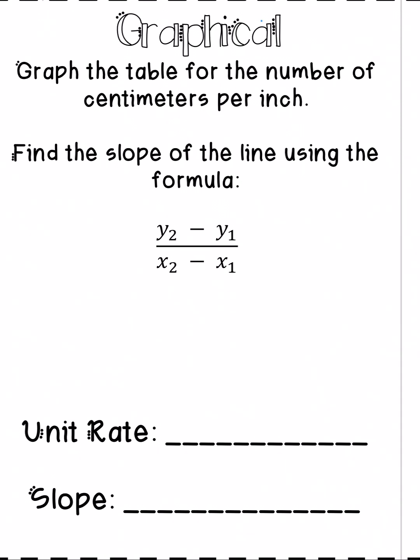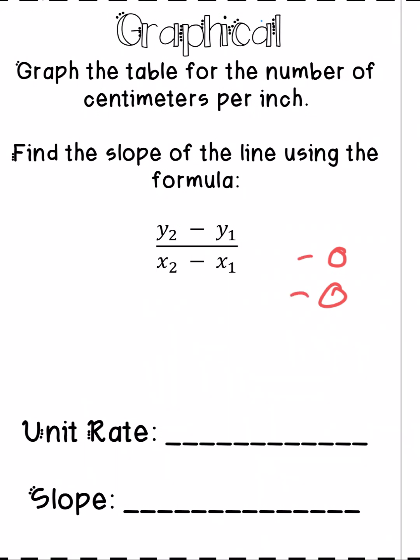Now that we have a table, we can graph the table for the number of centimeters per inch. First, we're going to find the slope of the line using the formula y2 minus y1 over x2 minus x1. So we are going to pick some points from the table, and then we're going to subtract our y values, and that will be our numerator, and then subtract the x values, that will be the denominator. So if we pick, say, 0 as our y1, then that means it's going to be paired with an x of 0.